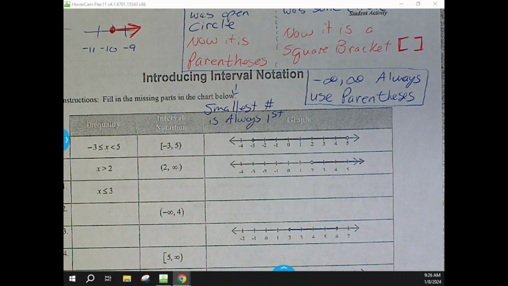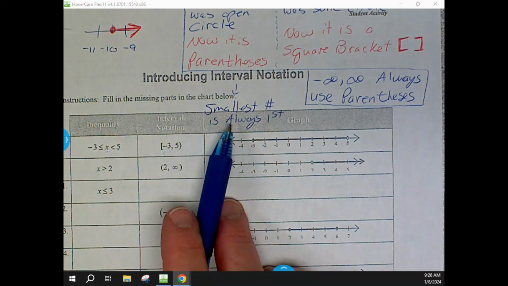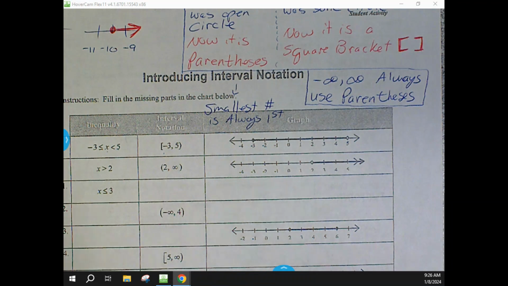Because sometimes we would do this one, and again, doing it in years past, people would put the answer and they'd put like 5 and -3. I'm like, well, no, you always have to put your smallest number first. So the number farthest to the left always needs to be the first number that's on the left. So the order of the numbers needs to match up with where they would be on a number line.